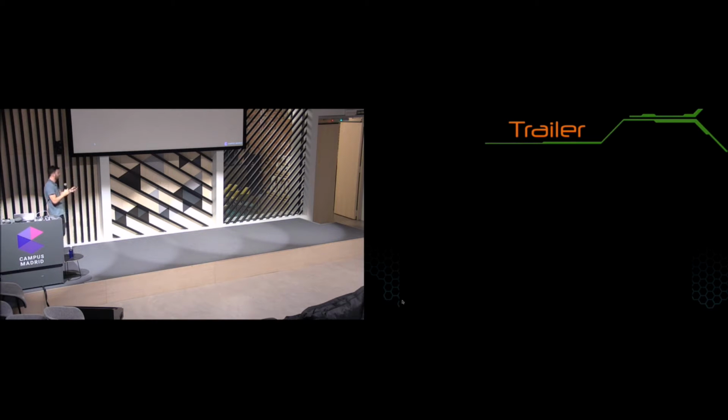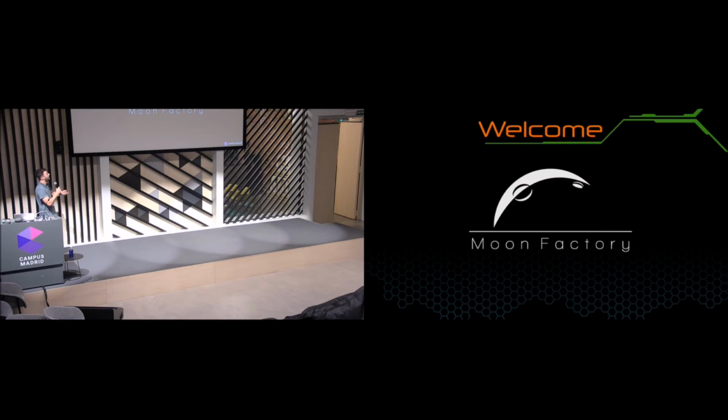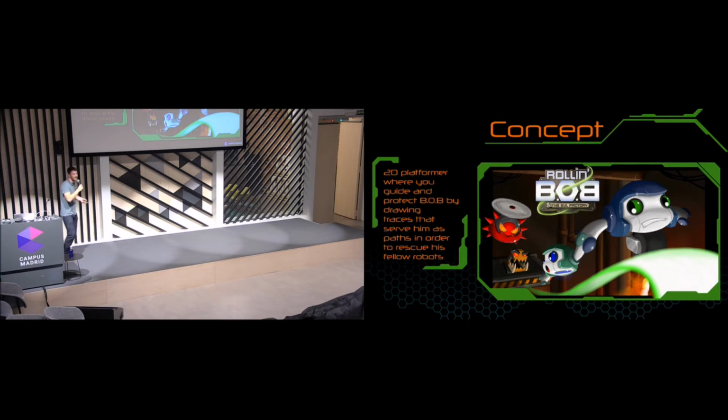Okay. First things first, what is Rollin Bob and the Evil Factory about? Our game is a 2D platformer where you guide and protect a little robot called Bob by drawing energy traces that he will use as paths.